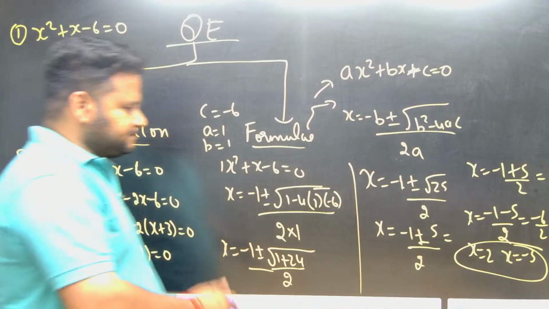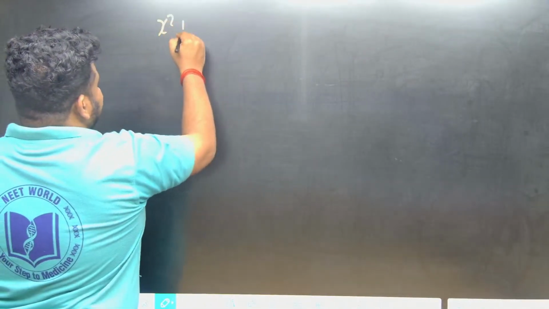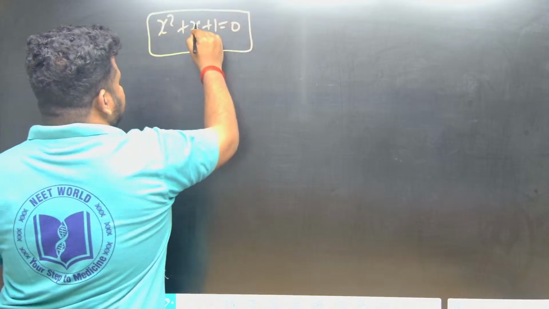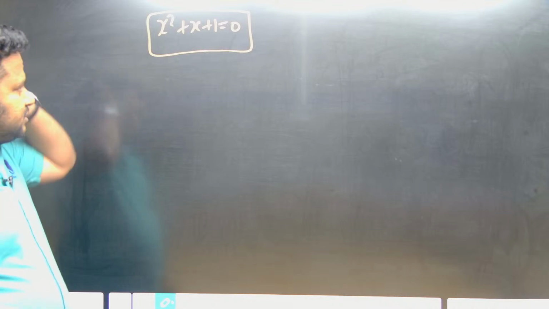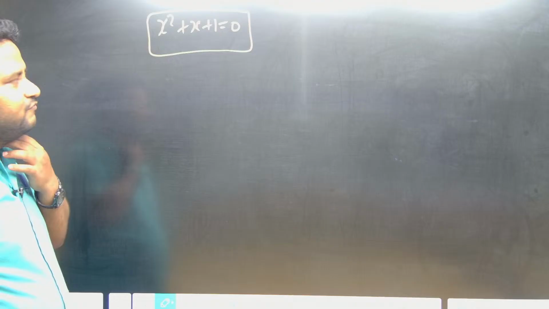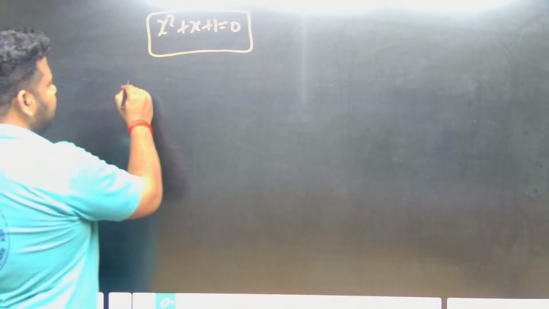Now suppose there is a question like this. If it is given x square plus x plus 1 is equal to 0, this is the question that is given. So here, how to solve this equation? Definitely using the factorization method we cannot solve it. We cannot get the factors directly. So we will apply what? The formula method.